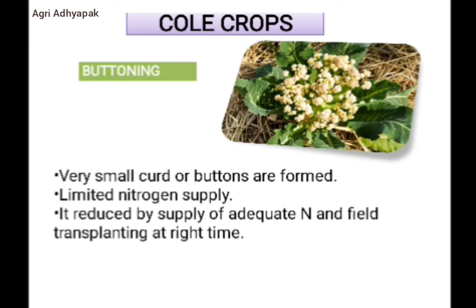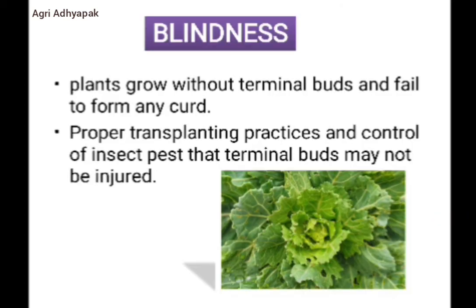So you can easily identify by seeing the picture itself what is the healthy one and what has the buttoning physiological disorder. It is majorly due to nitrogen deficiency, and for remedy we have to supply an adequate quantity of nitrogen and follow the right time of transplanting. And the next one is blindness. Blindness is the disorder in which the curd will not form, or the plant fails to form the curds.